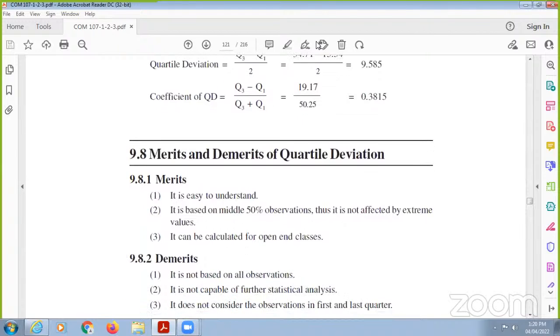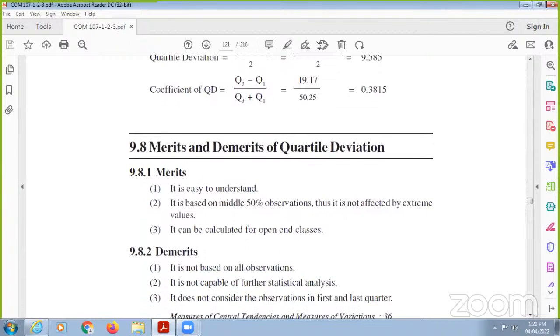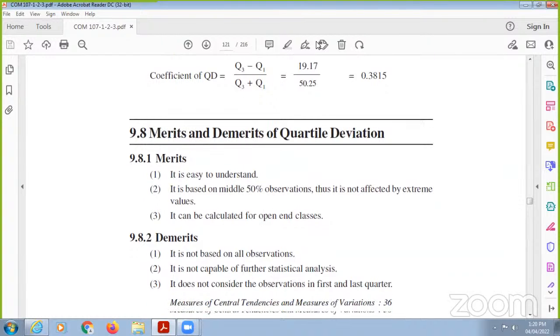There are some demerits also, three in number. First demerit, it is not based on all observations. Second, it is not capable of further statistical analysis. And third, it does not consider the observations in the first and last quarter.